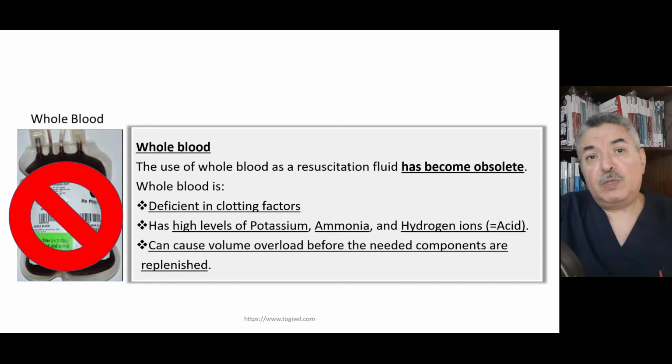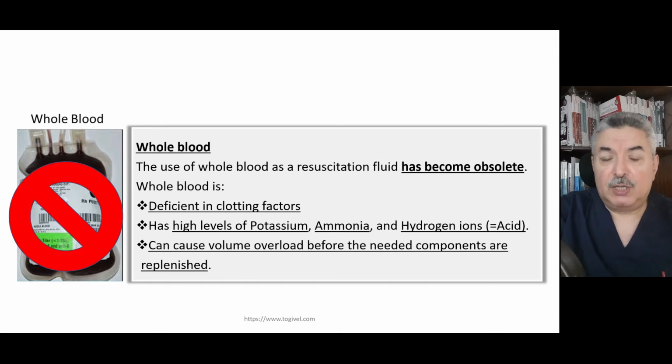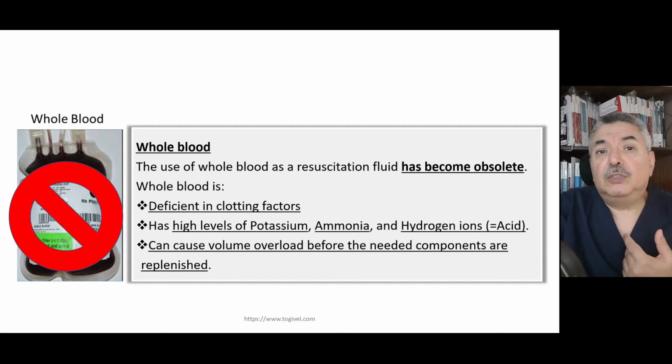So the first thing we said, we don't give more than 2 liters crystalloids. We better avoid colloids, and we don't give whole blood because whole blood is deficient in clotting factors. Whole blood has high potassium, high ammonia, and high hydrogen ions. Hydrogen ions means that this whole blood can lead to acidity because acid is hydrogen ions. And it can cause volume expansion while I don't have clotting factors.